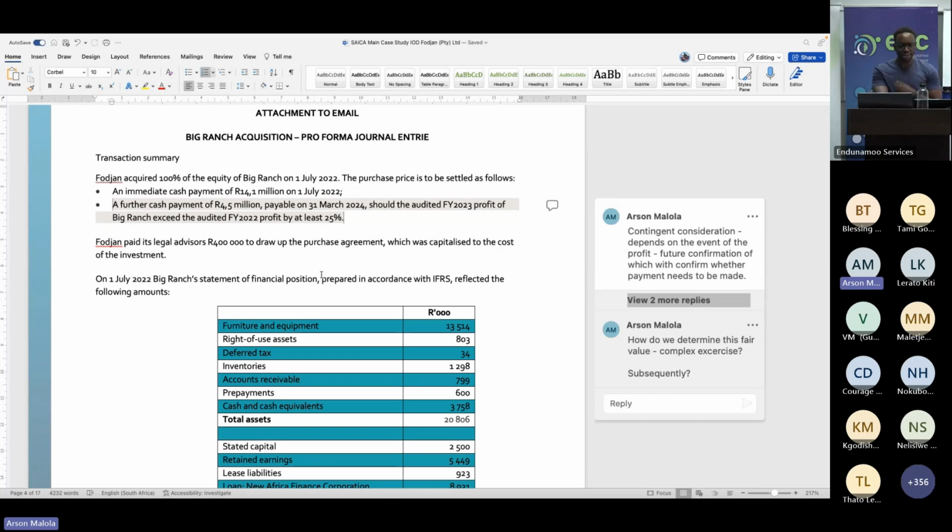"We need to determine the probability of reaching 25% of the audited profit. This means Fojan may have fallen into an obligation to deliver cash should the profit target be met. The fair value of this consideration should be included as part of the consideration." Okay, getting there. What's missing is the discussion we're having, it's the why. The why is missing. The so what is there: we need to include it at fair value. But the why is missing. Brighton, great start.